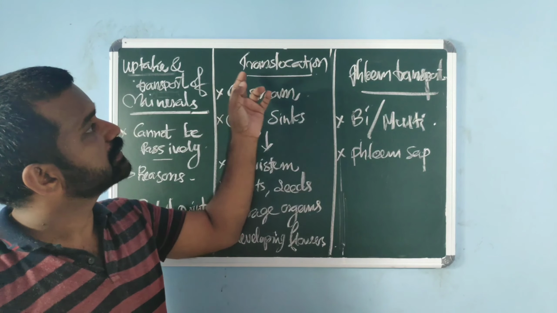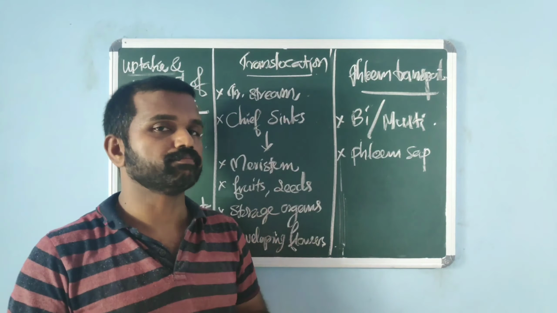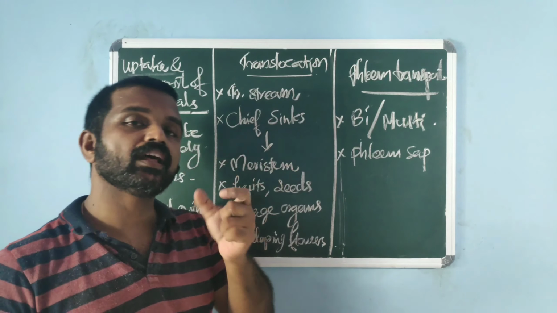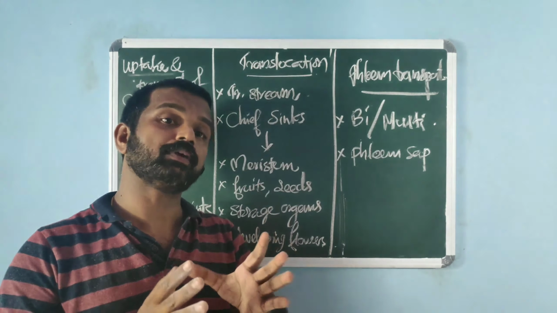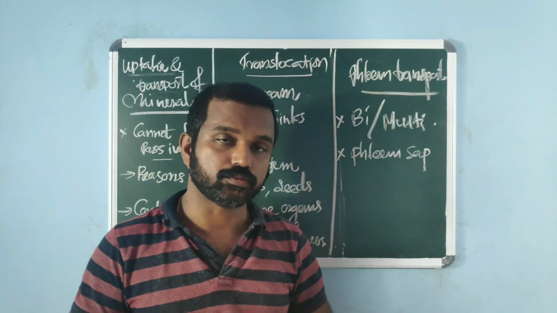Next point, translocation of mineral ions takes place along with the transpiration stream by transpiration pull. And the chief sink, meaning the place where it is utilized or required. The chief sinks of mineral ions are nothing but growing regions, which include meristems, then developing fruits, seeds, storage organs, then developing flowers.